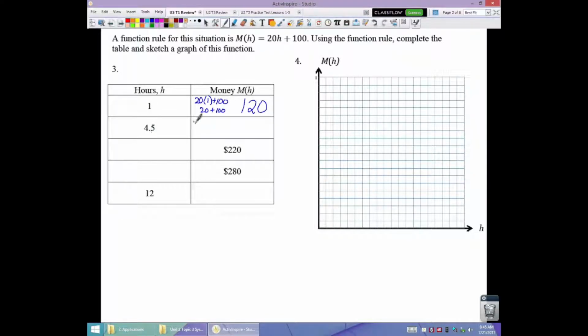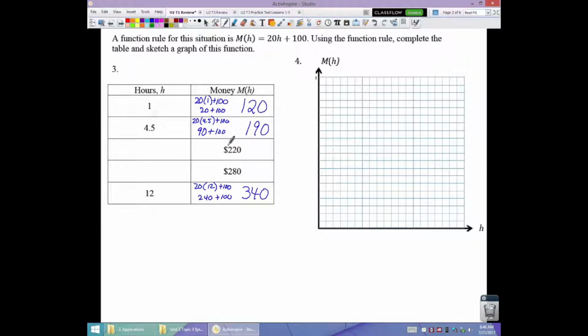If you tutored for 4.5 hours, it means $20 an hour for 4.5 hours. Add on the $100 you already have. So 20 times 4.5 is 90, plus 100 is 190. And let's do the other one where we have the X or H value. So 20 times 12 hours plus the $100, that would be 240 plus 100, so a total of $340.